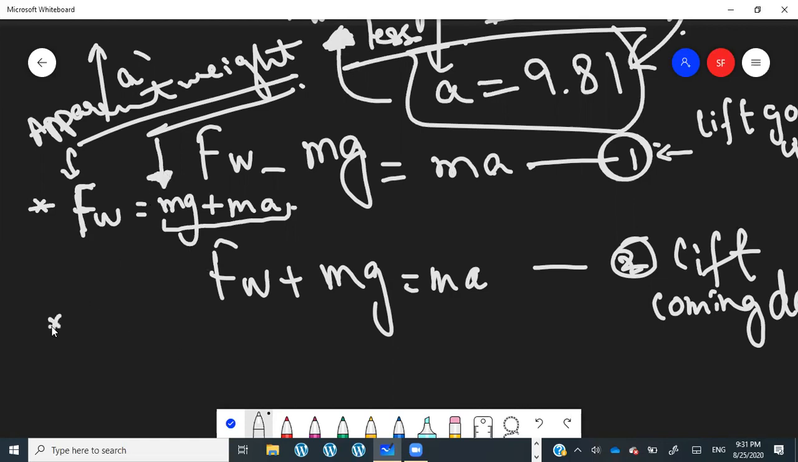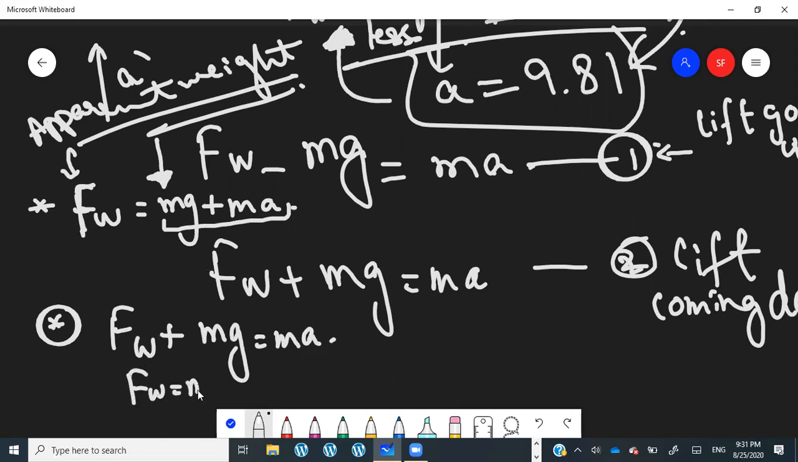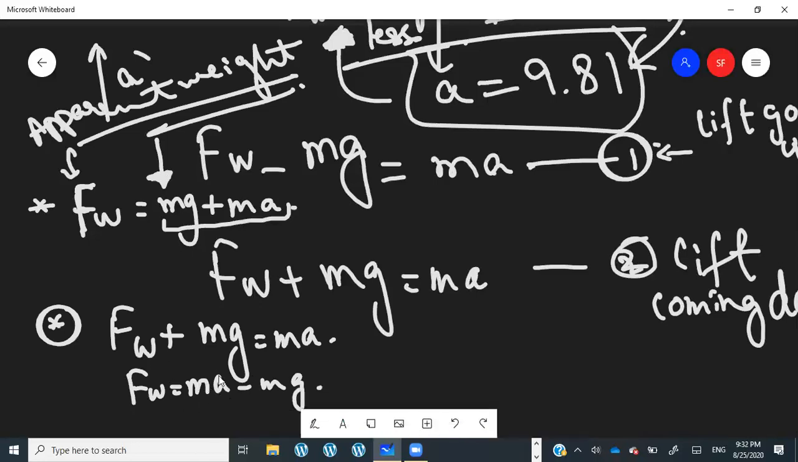And then if that same lift is coming downwards, then the formula becomes a bit different. It's going to be FW plus mg equals ma. Now if you make FW the subject, it's going to become ma minus mg, meaning the acceleration with which it is falling, you take the difference to get the apparent weight.